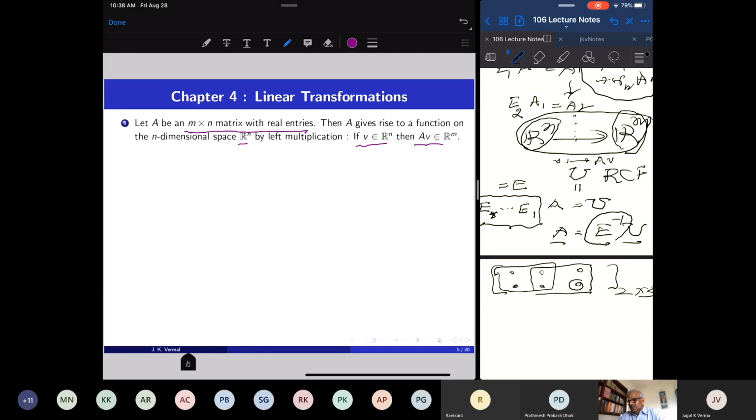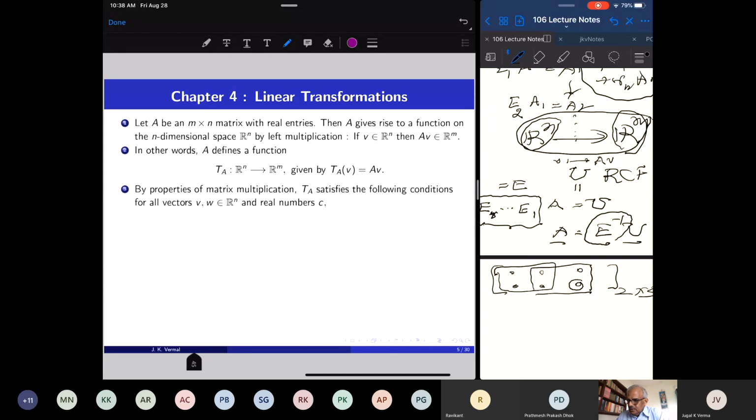This is the rule. So it's a vector valued function of vectors. V mapping to Av is a vector valued function of vectors, and so this defines the function TA(v) equal to Av. Right? So by properties of matrix multiplication, you can easily check that TA of v plus w is TA(v) plus TA(w). This just comes from properties of multiplication. And TA of a scalar times v is that scalar times TA(v).